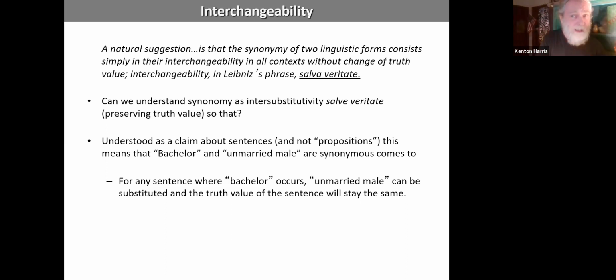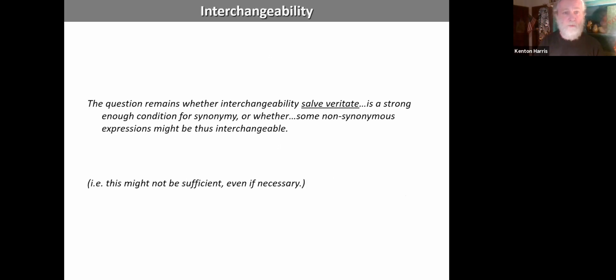But if we're really talking about language and not something like propositions, propositions are presumably the meaning of the sentence, but remember, Quine doesn't want to deal with meanings. He wants to deal with language, what is actually said, the linguistic and social practices, right? But it's clear that "bachelor" and "unmarried male" can't be substituted in every English sentence and save the meaning. The question remains whether interchangeability salve veritate is a strong enough condition for synonymy, or whether some non-synonymous expressions might thus be interchangeable. It might not be sufficient even if necessary.